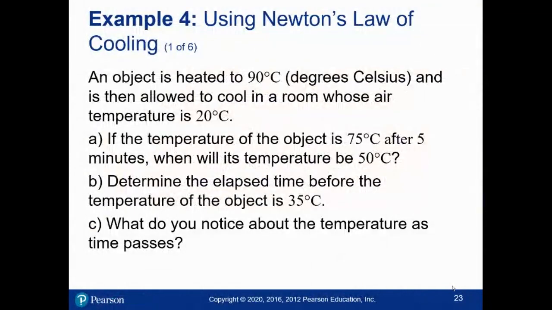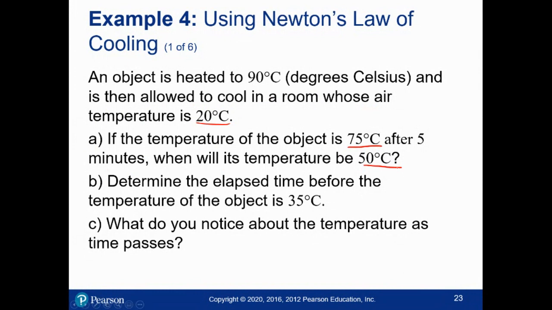All right. So imagine you have an object that is heated to 90 degrees Celsius and then cools down in a room and the air temperature is 20 degrees Celsius. Man, I wish today is much hotter. If the temperature of the object after 5 minutes is 75 degrees, when will its temperature be 50 degrees?